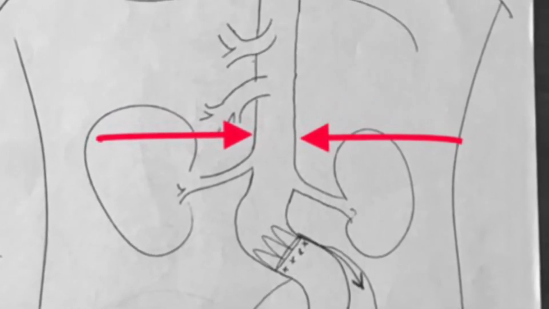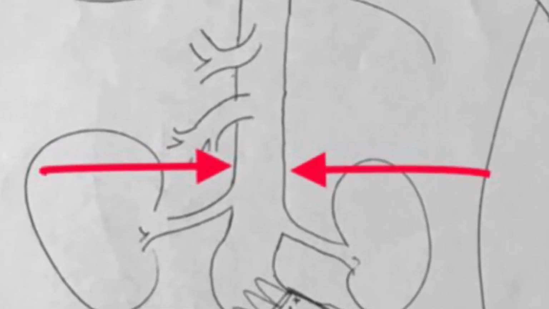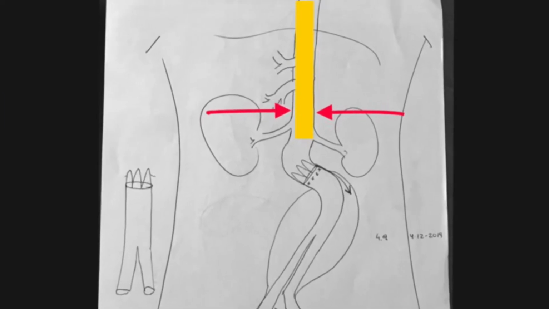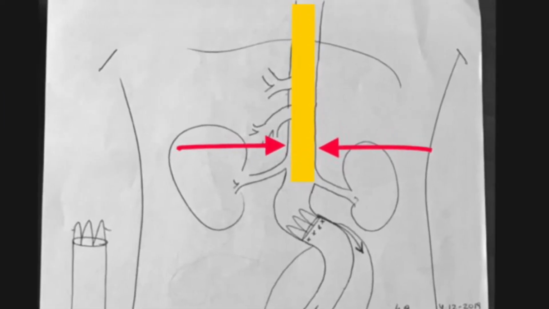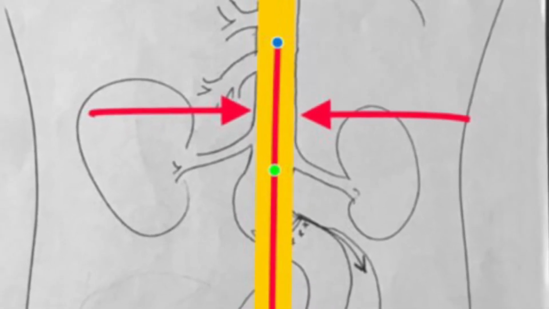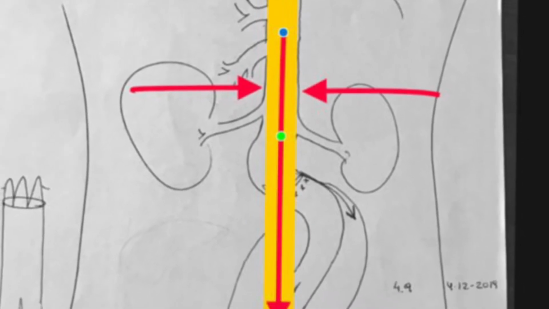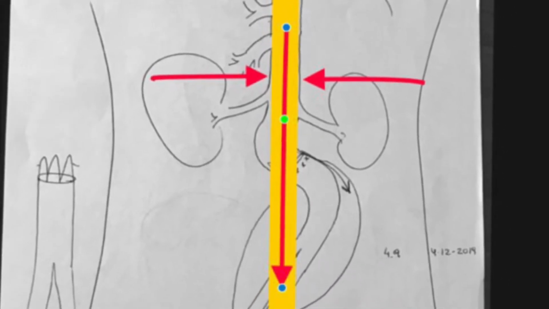These red arrows are pointing to a portion of the aorta just above the kidneys. Notice how it's a normal size width. I highlighted it with yellow, and it's going straight down the way it should. So a normal aorta, like I highlighted in yellow, would continue straight down, stay the same width until it got into where it separated into the legs.